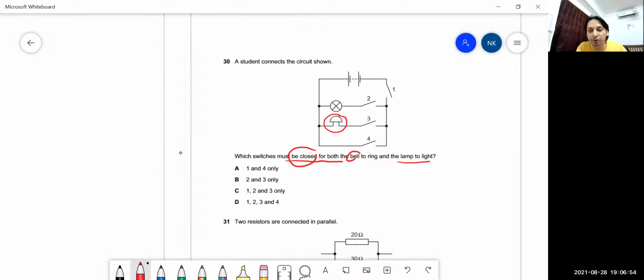Closed means that you have to connect, you have to complete the circuit. So suppose, how to start this question? If I connect only switch one, then what will happen?